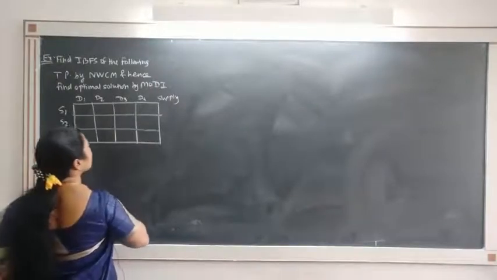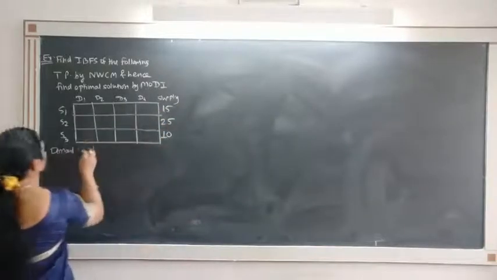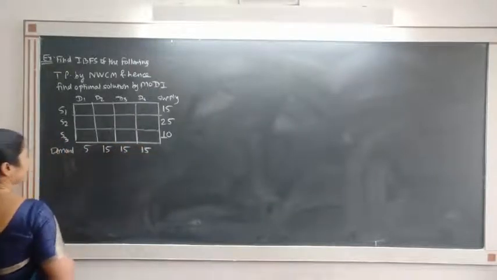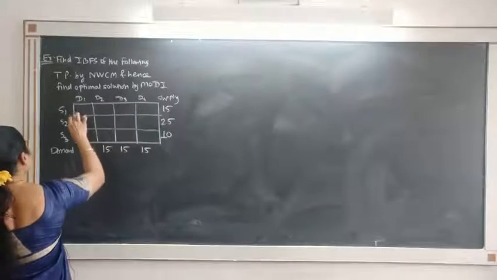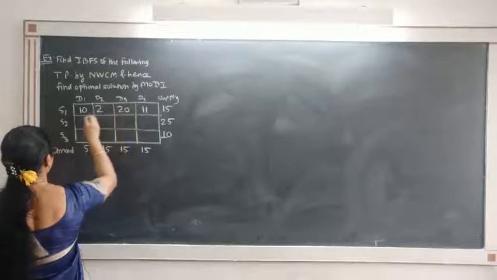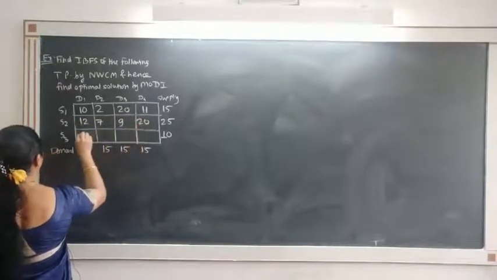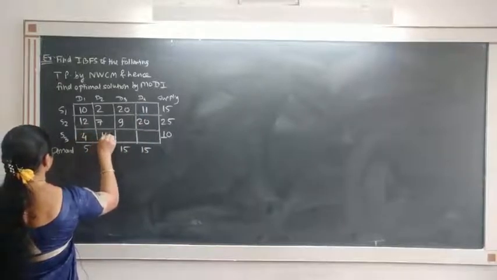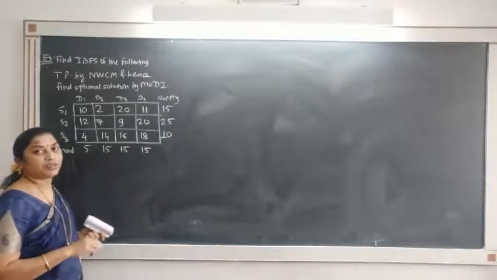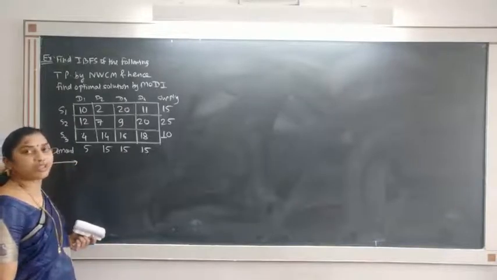The supply of these sources is given as 15, 25, 10 and the demand of the destinations is given as 5, 15, 15, 15. The costs of transportation are given as 10, 2, 20, 11, 12, 7, 9, 20 and 4, 14, 16, 18. We want to find the initial basic feasible solution using the northwest corner method.